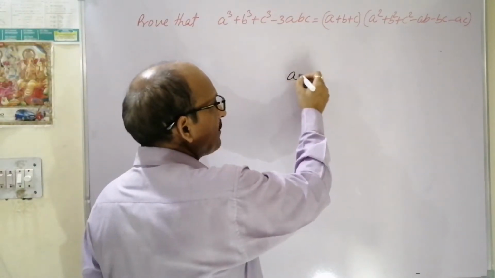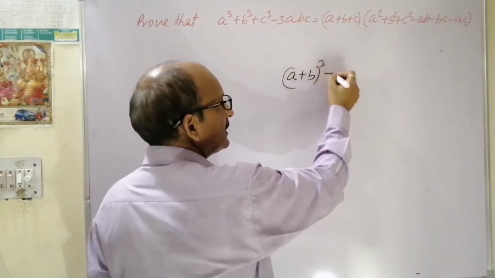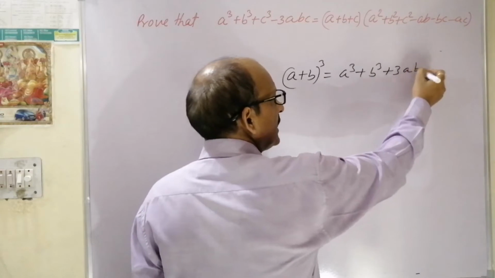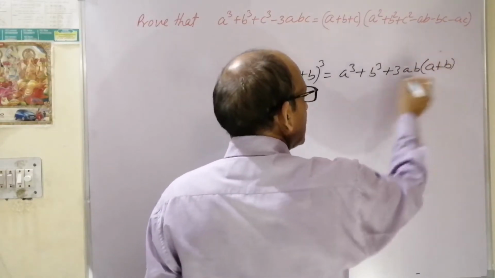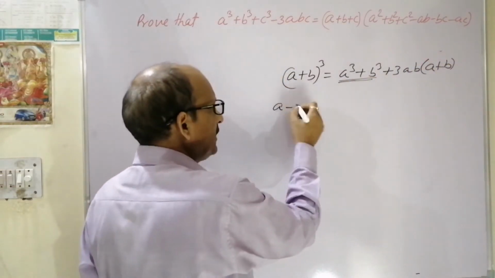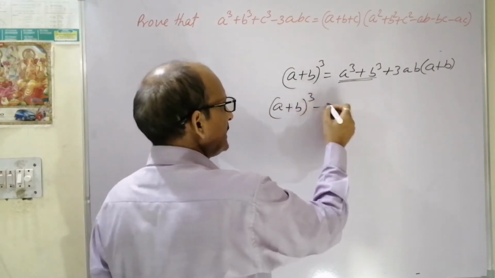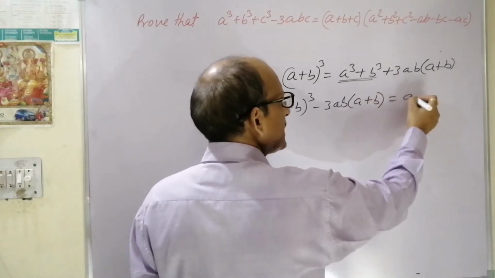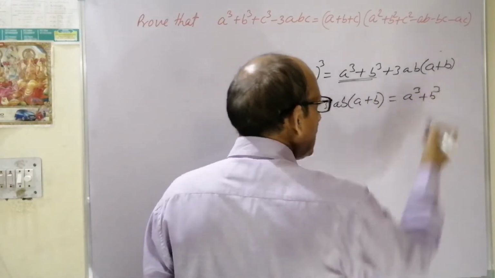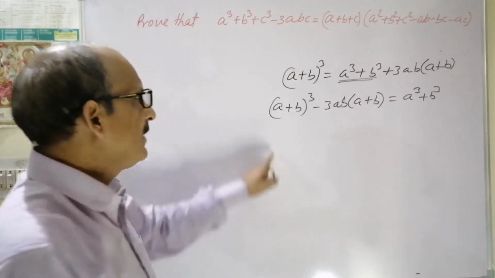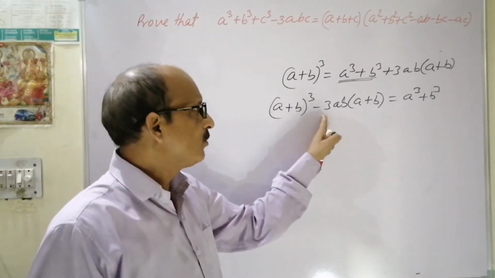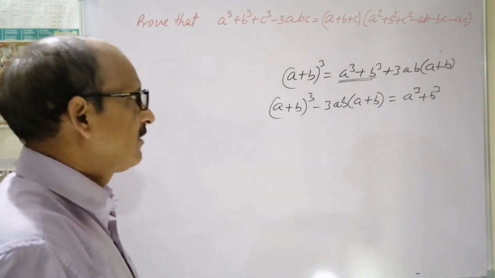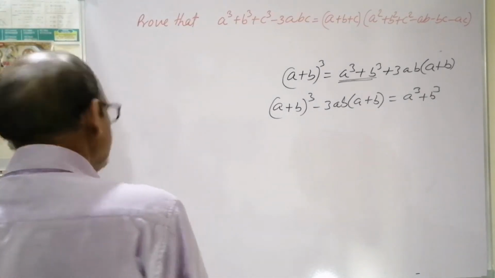(a plus b) whole cube means what? That is a cube plus b cube plus 3ab in bracket (a plus b). Now we want this, so (a plus b) whole cube minus 3ab in bracket (a plus b) can be written as a cube plus b cube. I mean a cube plus b cube can be replaced by its value (a plus b) whole cube minus 3ab in bracket (a plus b). So I am going to utilize this one only. It should be kept in mind.